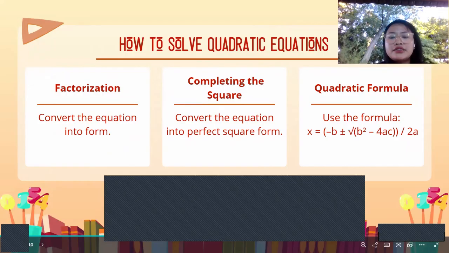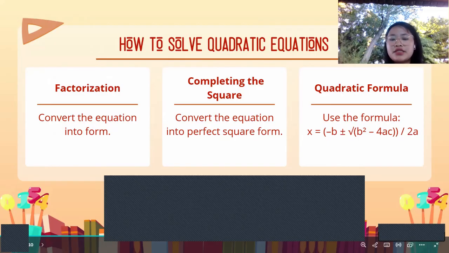Okay, there are three common methods for solving quadratic equations. The first method is factorization. In this method, we break the equation into factors and solve each factor. The second method is completing the square. Here, we transform the equation into a perfect square form before finding the solution.